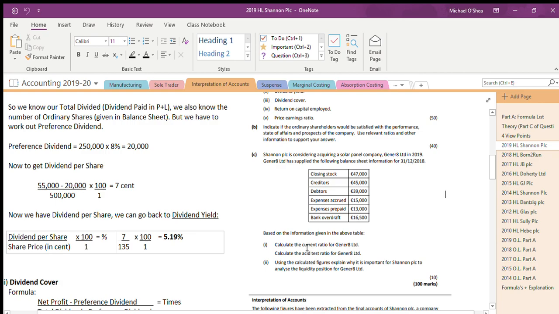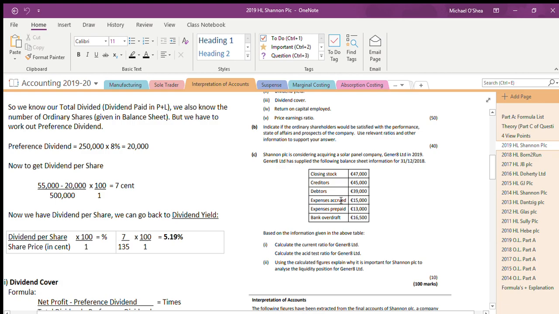The current ratio is current assets to current liabilities. So you're adding up your current assets and adding up your current liabilities. The asset test ratio, as you would know, is current assets minus closing stock to current liabilities, that is, creditors falling due within 1 year. So it's basically using the information and being able to say, okay, closing stock is obviously a current asset.